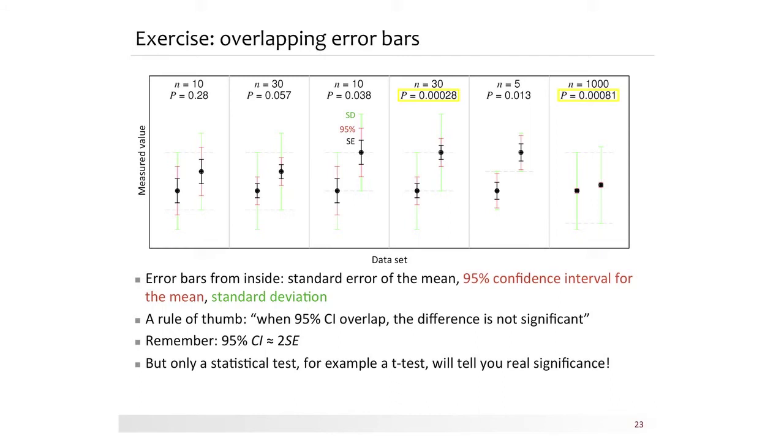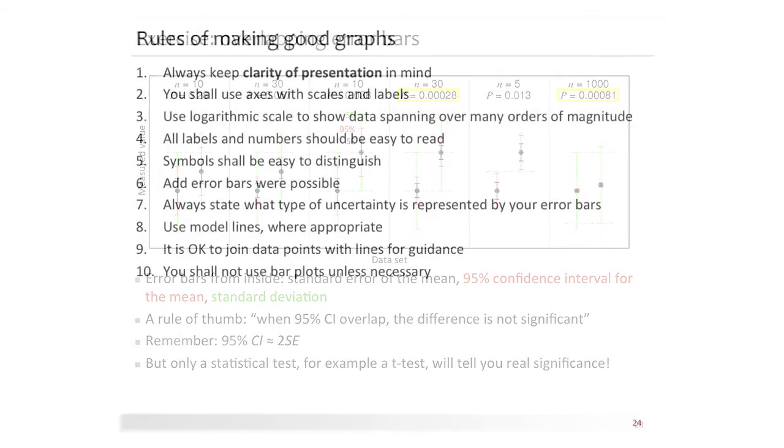But to do it properly, of course, you need a proper statistical test, for example, a t-test. So these p-values come from a t-test. But for a quick estimation, this is a nice rule of thumb.